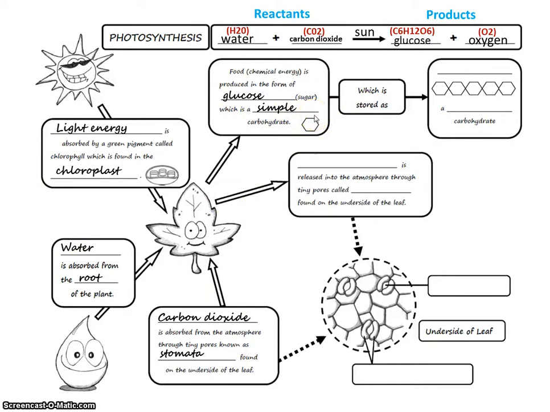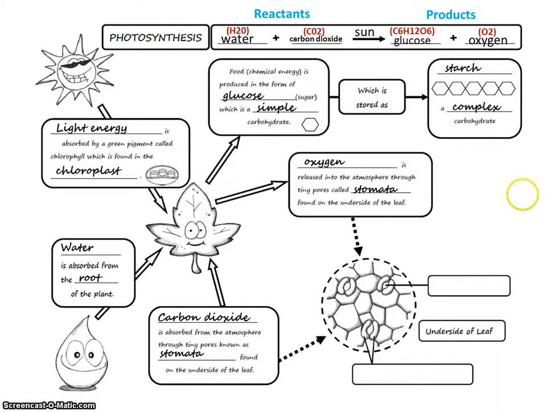But plants aren't going to use all that glucose at once, so they're going to store it as what's called starch, which is a complex carbohydrate. It's like putting a whole bunch of glucose molecules together. So that's their form of energy. And then we release oxygen through those same pores called stomata on the bottom or the underside of the leaf.